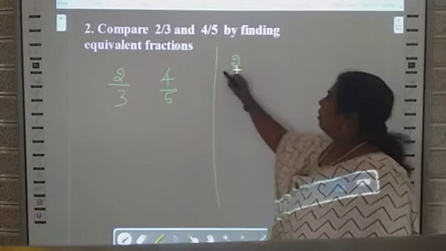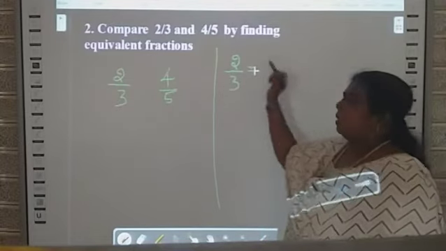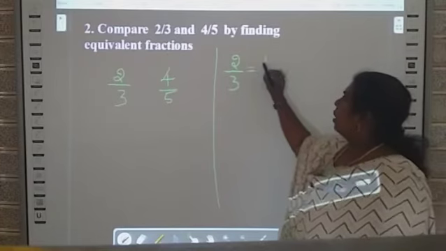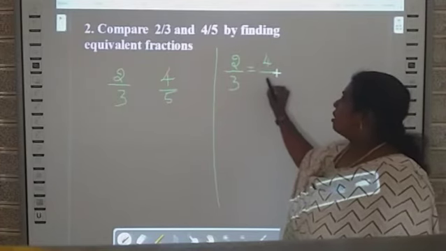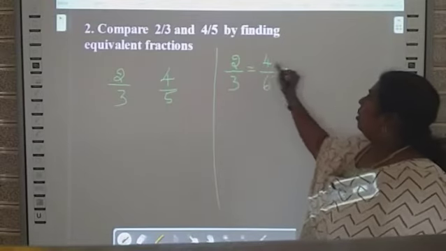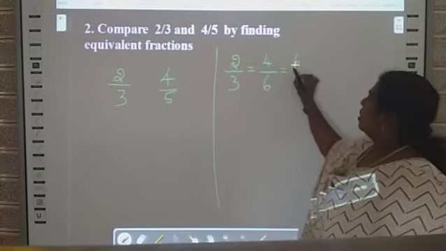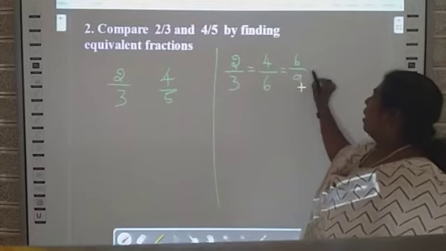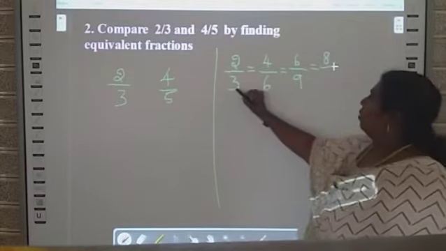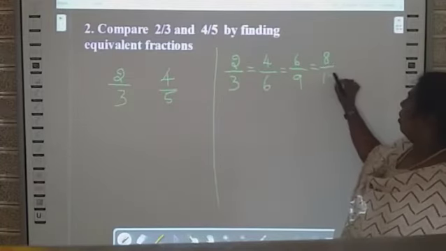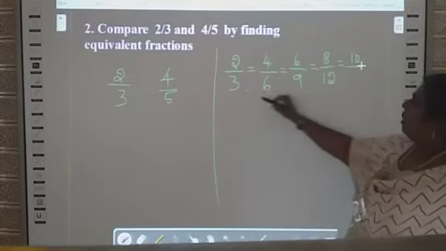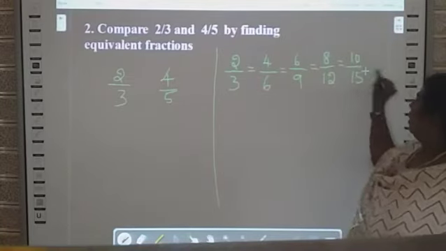So 2 by 3. Here, for the equivalent fraction, first we multiply by the second table, right? 2 times 2 are 4. Here 3 times 2 are how much? 6, right? Next, third table, 3 times 2 are 6. Then 3 times 3 are 9. Fourth table, 4 times 2 are 8. Then 4 times 3 are 12. Fifth table, 5 times 2 are 10. Then 5 times 3 are 15.